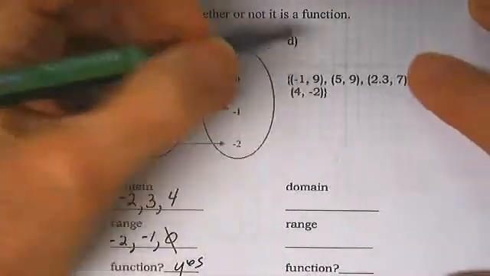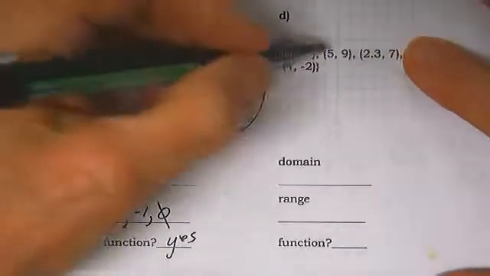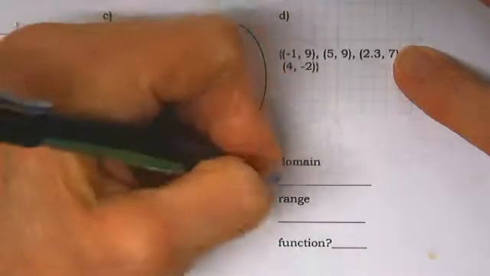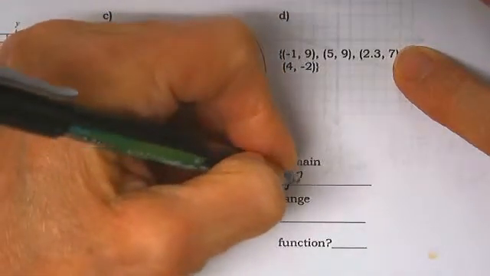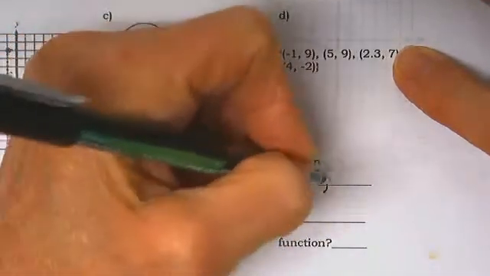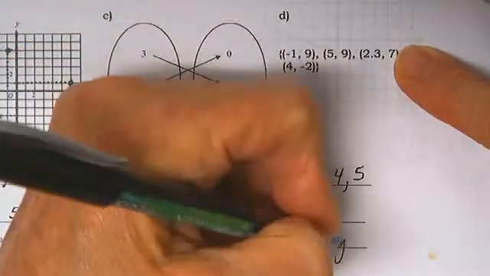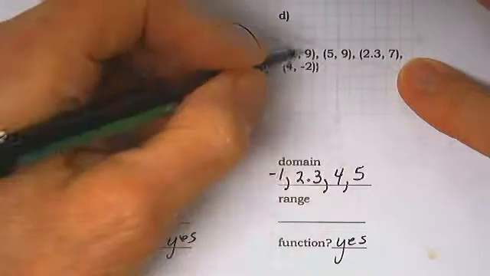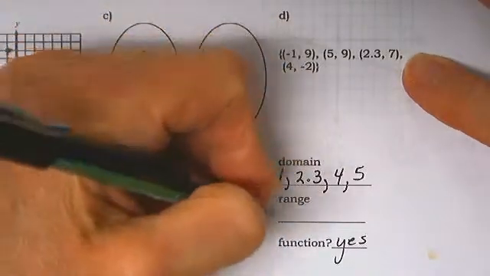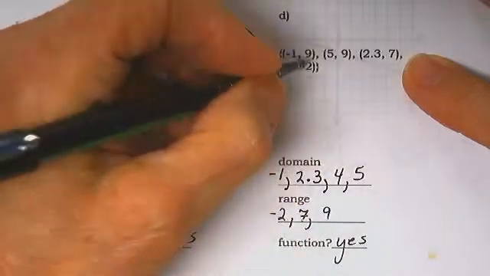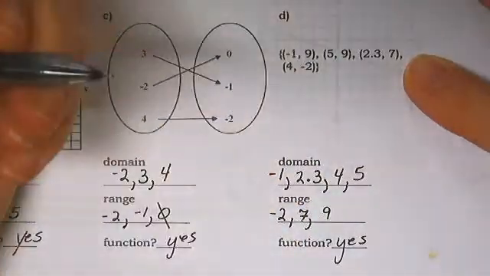And here, my domain is -1, 2, 3, 4, and 5. They don't repeat, so yes, it's a function. And my range is -2, 7, and 9. I don't repeat the 9. I only say it once.